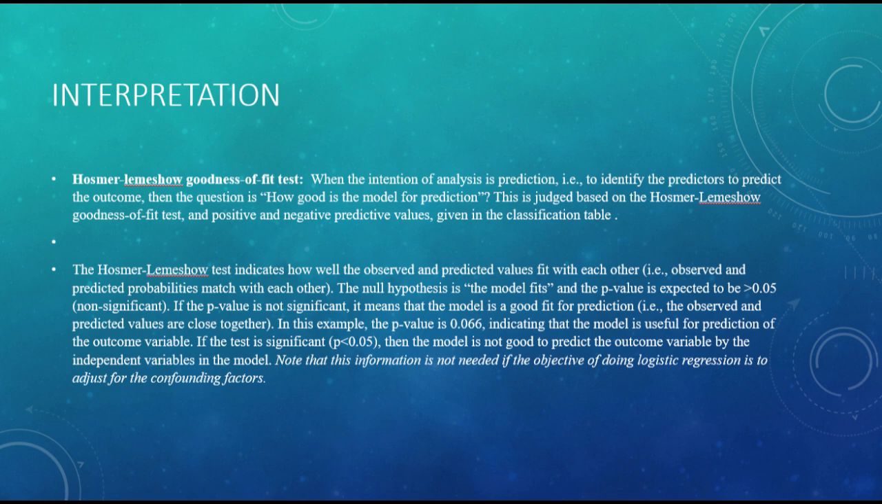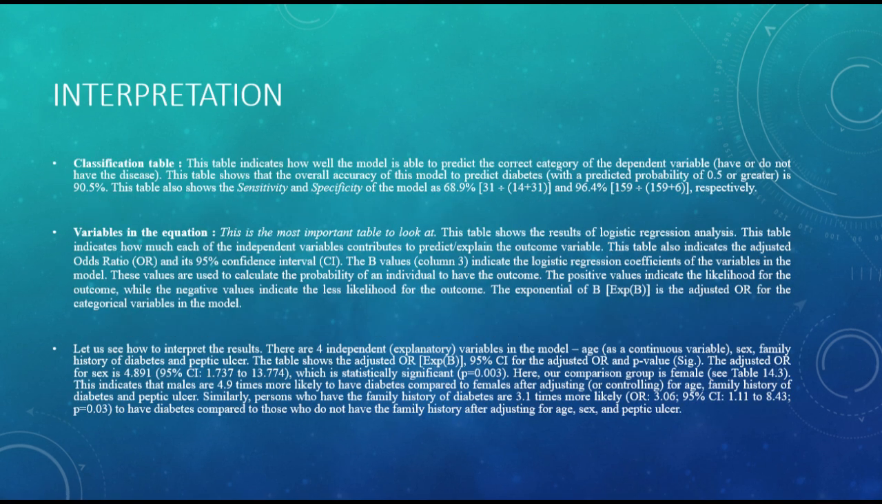If the test is significant, p less than 0.05, then the model is not good to predict the outcome variable by the independent variables in the model. Note that this information is not needed if the objective of doing logistic regression is to adjust for the confounding factors. Interpretation: classification table. This table indicates how well the model is able to predict the correct category of the dependent variable: have or do not have the disease.